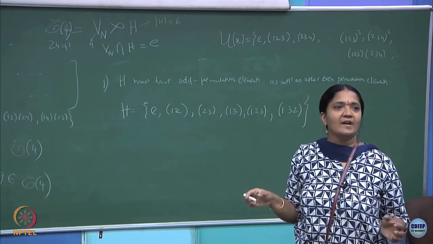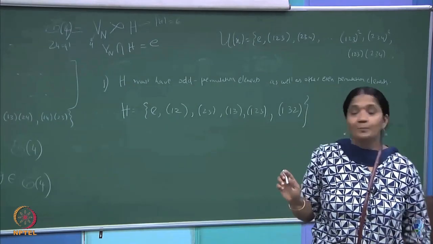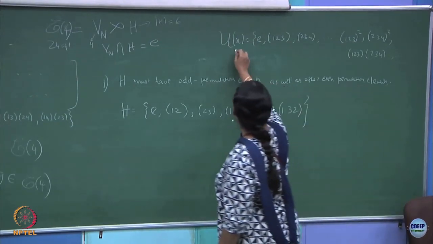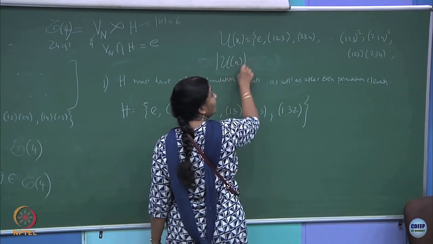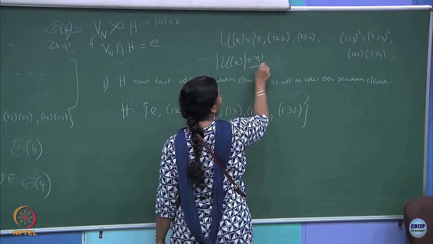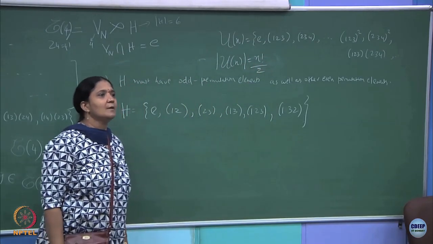With those generators you can create the whole group. What is the order of this group? Someone? n factorial by 2, half the number.